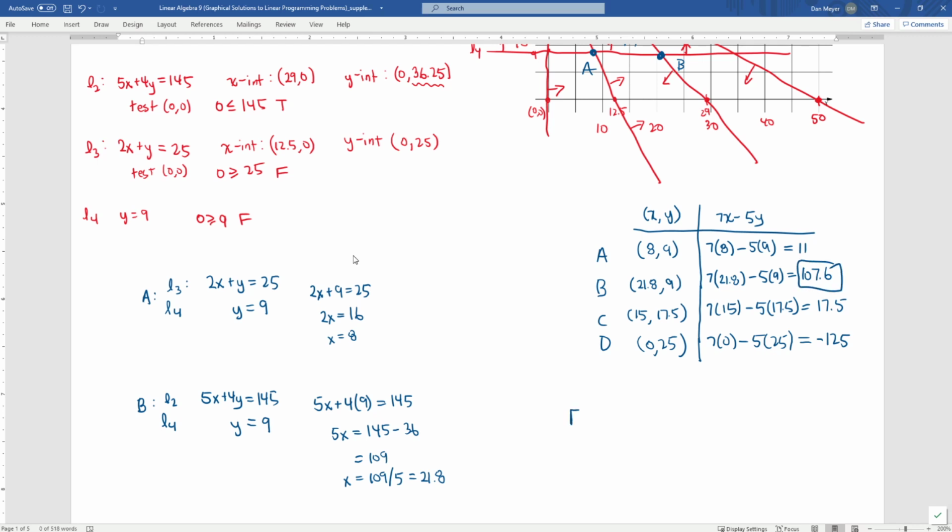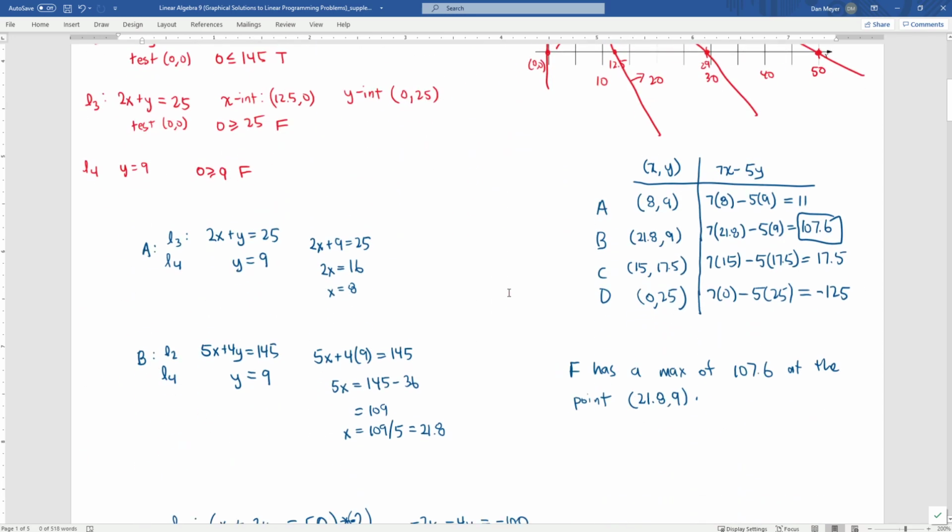Okay, so F has a max of 107.6 at the point 21.8, 9. Okay, so there's the first problem. It took us about 20 minutes to get that done.